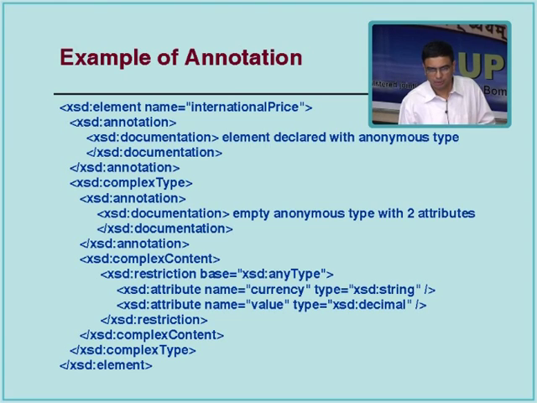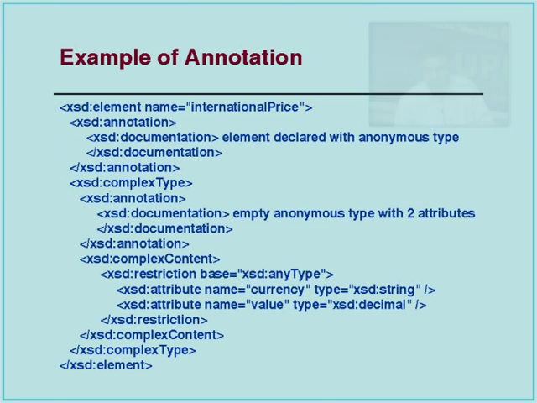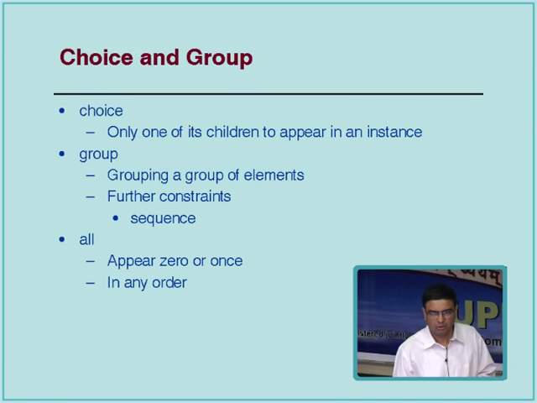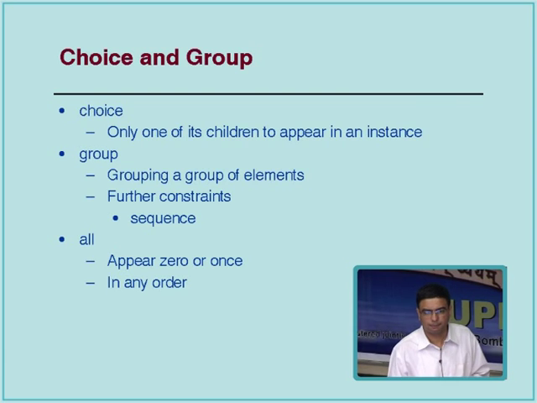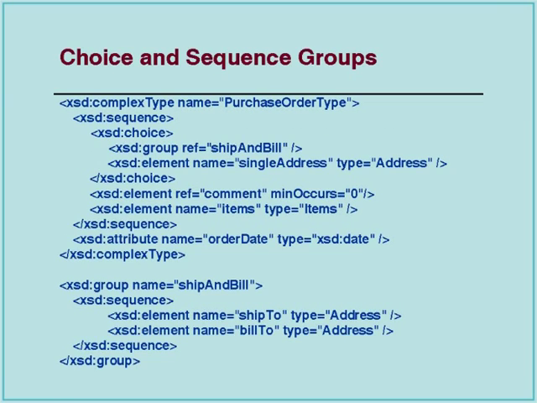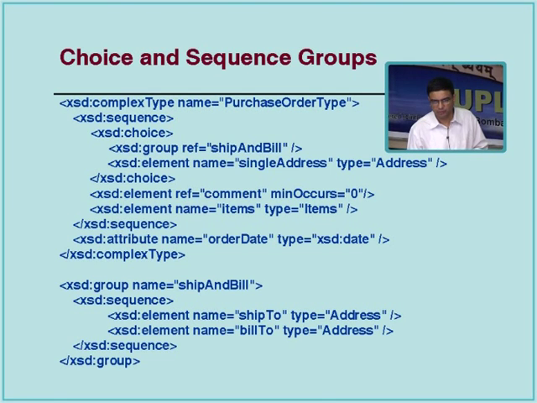Another documentation annotation also. So grouping, I don't think we want to go through this given the time restrictions, but it's unlikely that you will use grouping. But here is an example where I can group two different addresses. It's called a ship and bill address. I create a sequence group. Both of them are of type address.